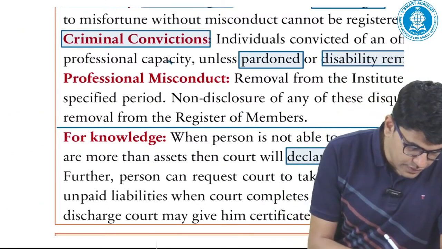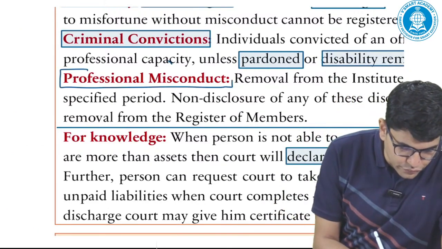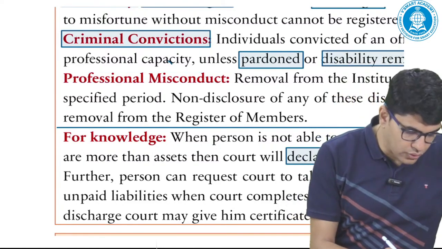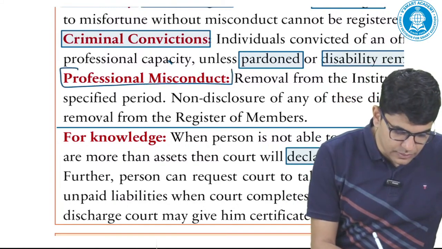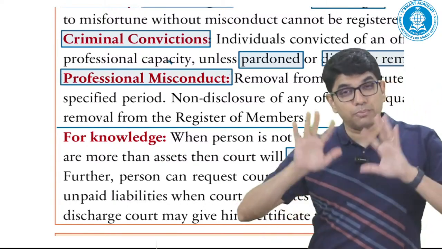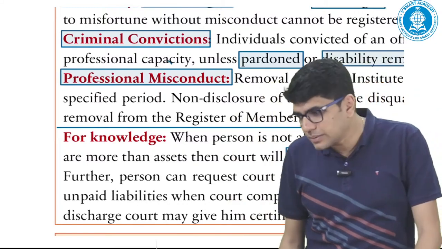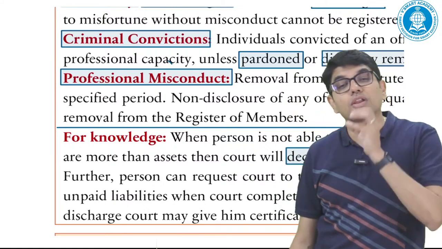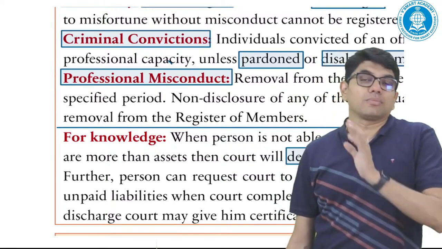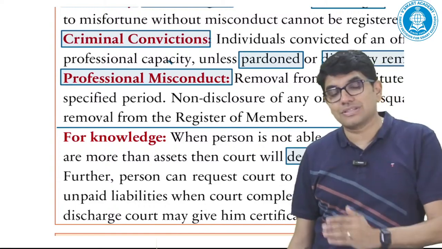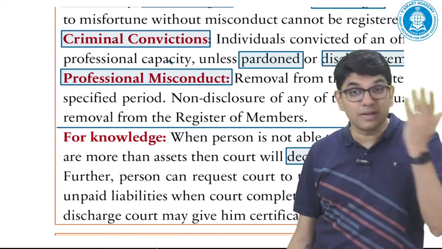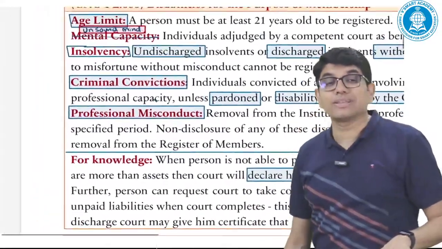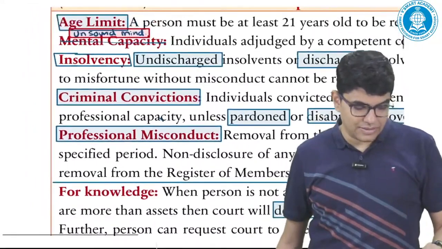Professional misconduct, we are going to study. If you don't follow the requirements of the CA Act, that is called, broadly, professional misconduct. And in punishment, your name may be removed from the register of members for 3 months, 6 months, 1 year, 2 years, or permanently. So again, you will be disqualified to be a member during that tenure. Let's understand this.